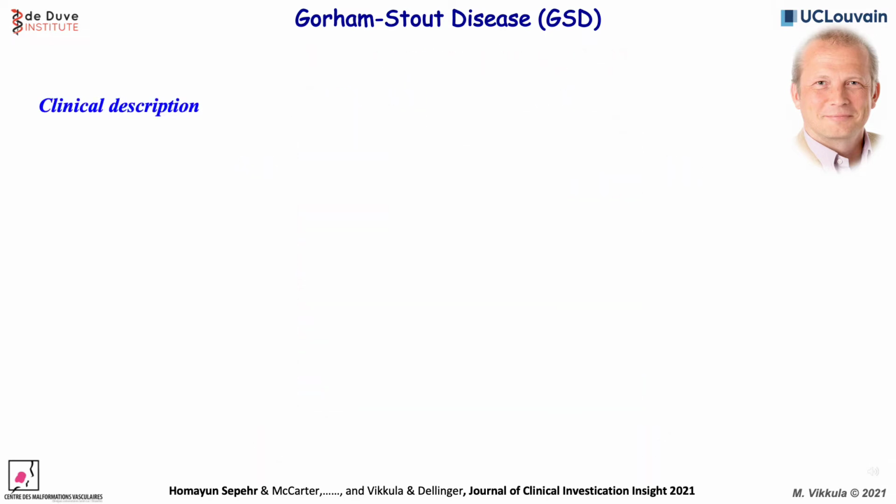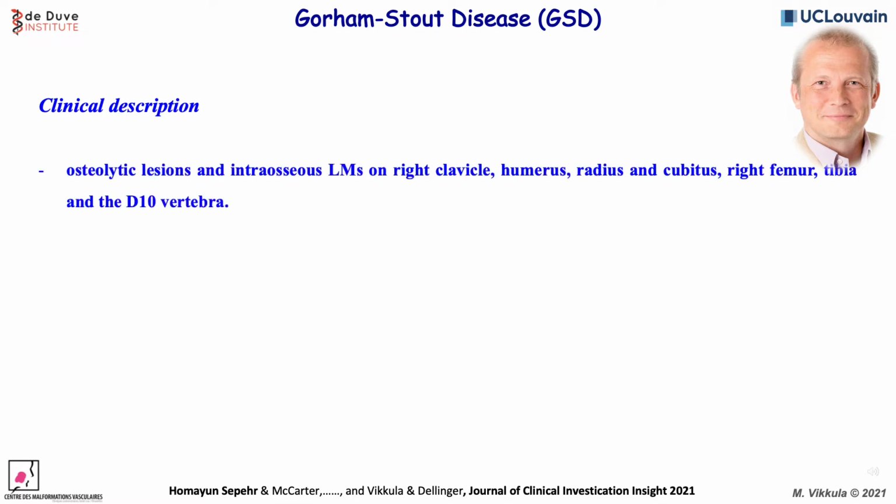The patient in whom this variant was identified had osteolytic lesions and intraosseous lymphatic malformations on the right clavicle, humerus, radius, and cubitus, right femur, tibia, and on a vertebra. The parents were asymptomatic. They did not have Gorham-Stout disease, which is classic. It is not an inherited disease.